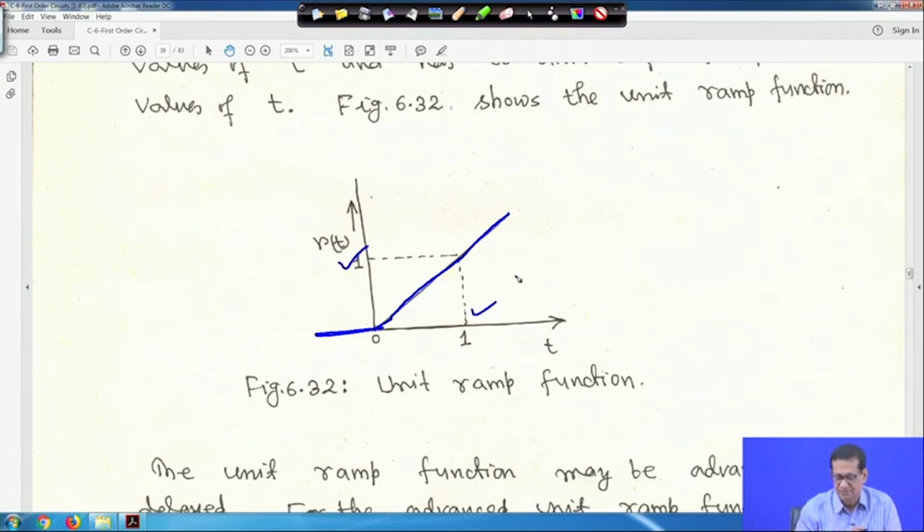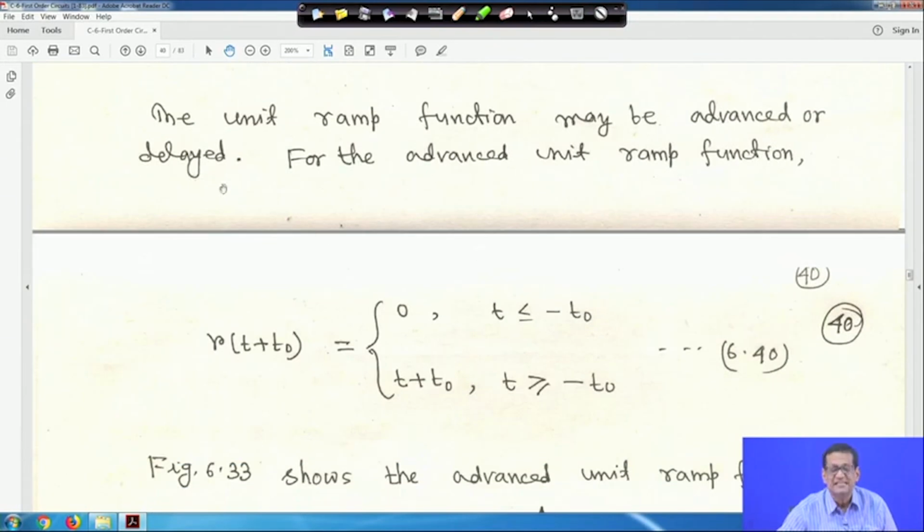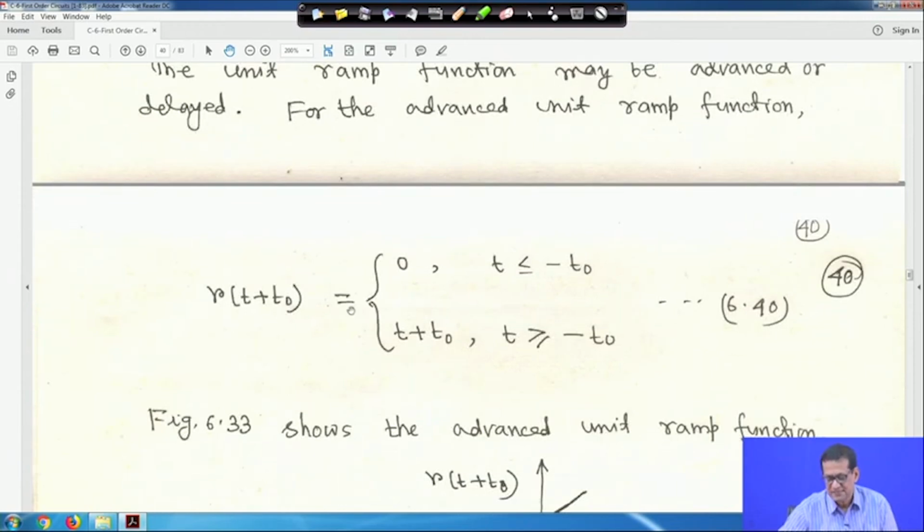So this is the unit step, and the ramp function. Next, the unit ramp function may be advanced or delayed, right. Previously also with t0, it may be advanced by time t0 or delayed by time t0. For the advanced unit ramp function, r(t plus t0) is 0 if t is less than or equal to minus t0, and it is t plus t0 if t is greater than or equal to minus t0. This is equation 40.